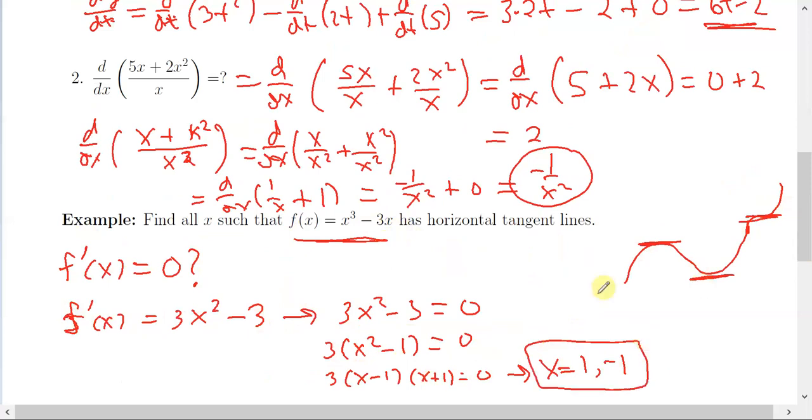So when I look at this graph, whatever it looks like, at x equal 1 and minus 1, it has some sort of horizontal tangent line. So something like this is going on in that graph, one of these 3 places, something like that.